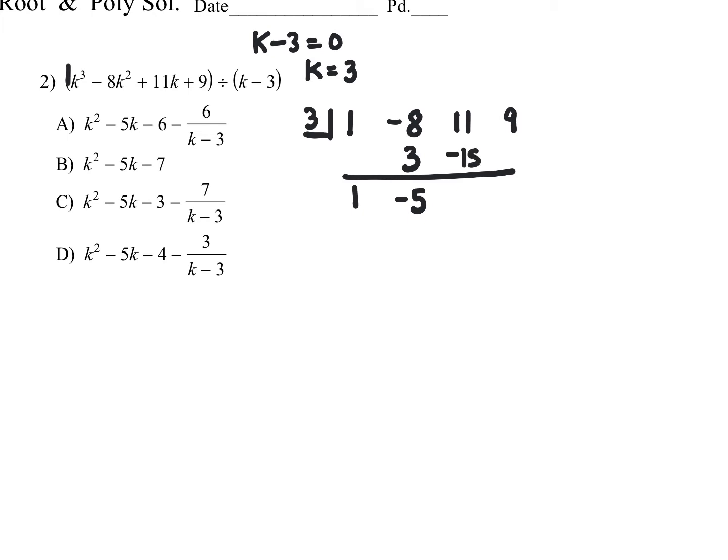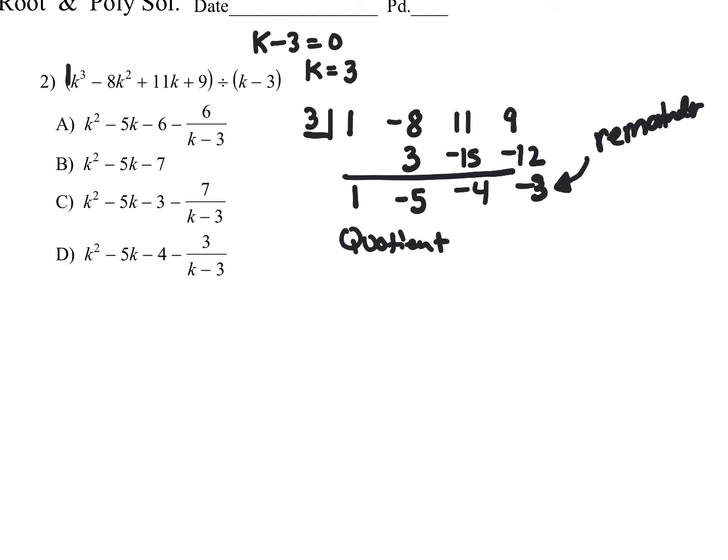11 plus -15 gives you -4. 3 times -4 gives you -12. And we know that 9 plus -12 gives you -3, and that's a remainder. This part is our quotient. And we know that it's raised to the power 3.